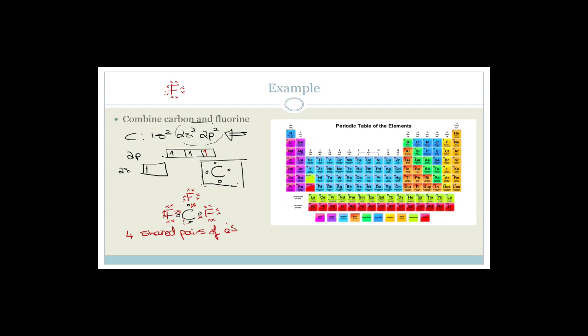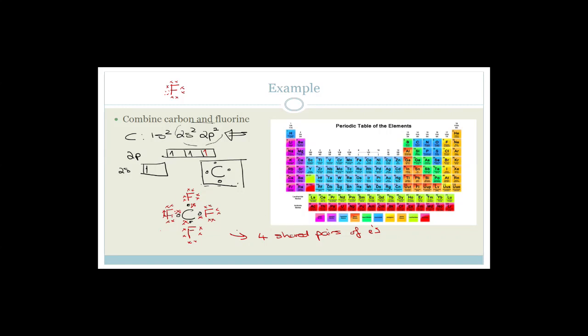4 shared, oopsie, I forgot one. Sorry, guys. Let's just fix that. Got one. Yeah, fluorine. 1, 2, 3, 4, 5, 6, 7. So we've got 4 shared pairs of electrons. Let's try again. 4 shared pairs of electrons, okay?